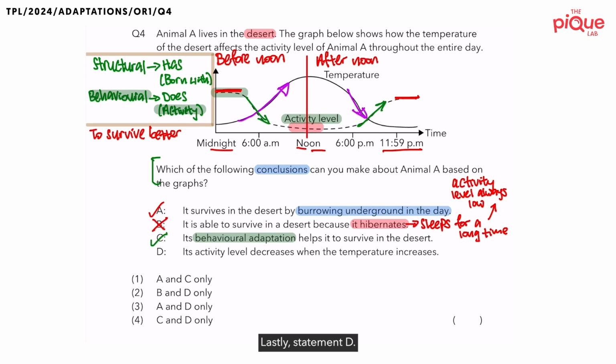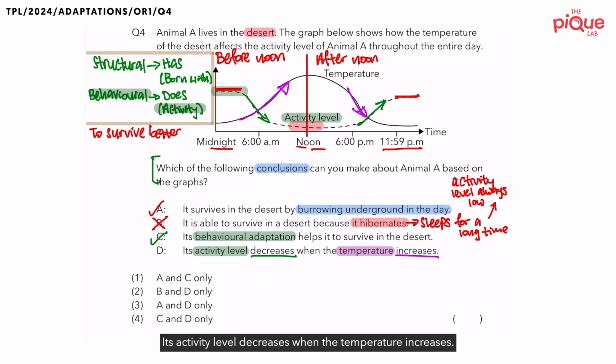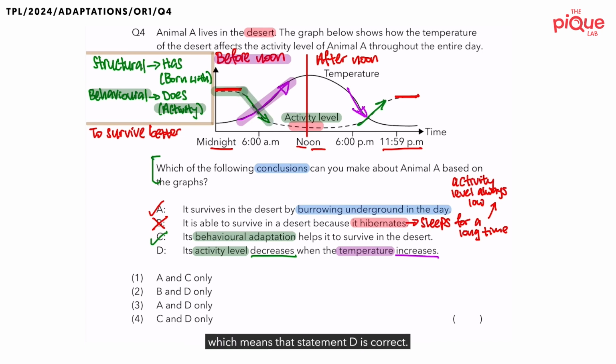Lastly, statement D. Its activity level decreases when the temperature increases. Look at the graph again. Which part of the graph shows you an increase in temperature? Is it before noon or after noon? It is the part before noon that shows us an increase in temperature. And did the activity level of animal A decrease? Yes, its activity level decreased, which means that statement D is correct. So let us choose the option that has statements A, C, and D as the correct answer.